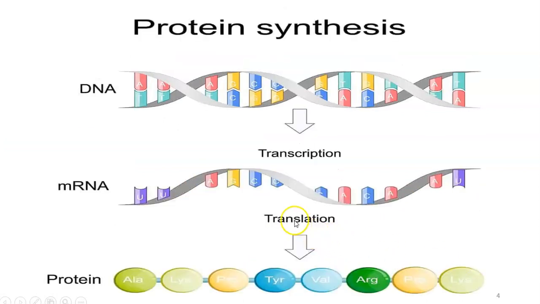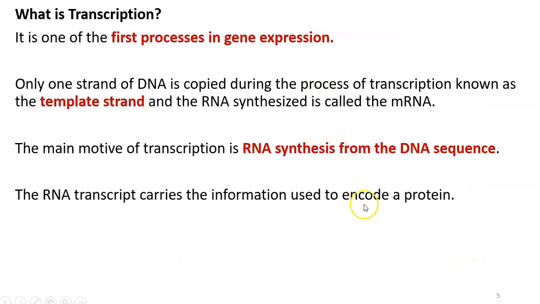So, translation involves what? From this messenger RNA, 3 nucleotides will be identified by certain amino acids, and that will be forming a chain. First 3 will be coding for one particular amino acid, next 3 will be coding for the next amino acid. So a chain of amino acids will be formed, and that is known as a protein. So transcription is the first process in gene expression.